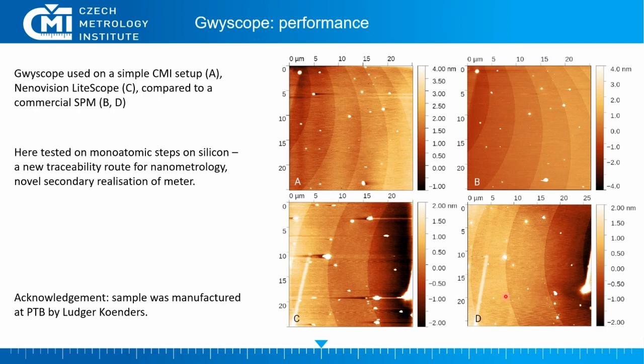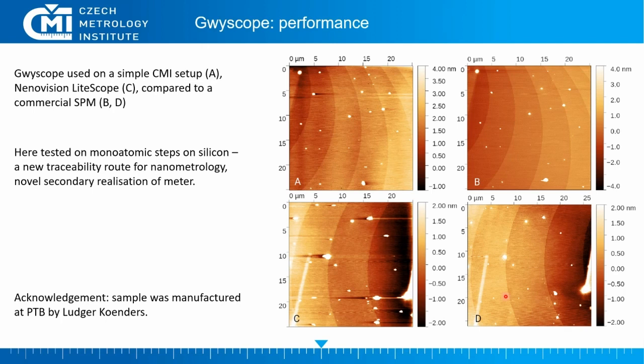So these are the silicon steps, monoatomic silicon steps that were produced by PTB in Germany by Ludger Kenders about 20 years ago. So you can see that the sample is a bit dusty already. However, this type of sample is a new traceability route for nanometrology, as it is the novel potential secondary realization of the meter. So it has special features for us metrologists, so we really like this type of sample.